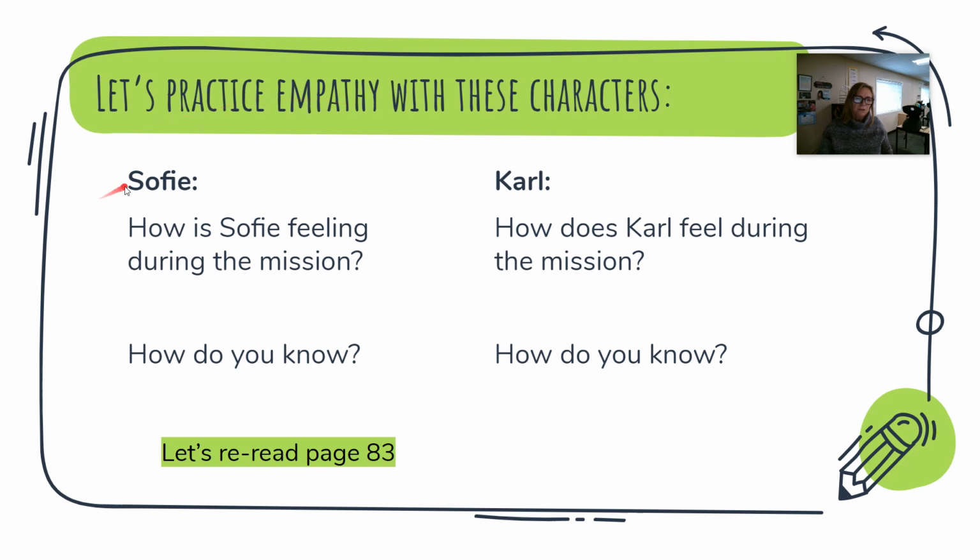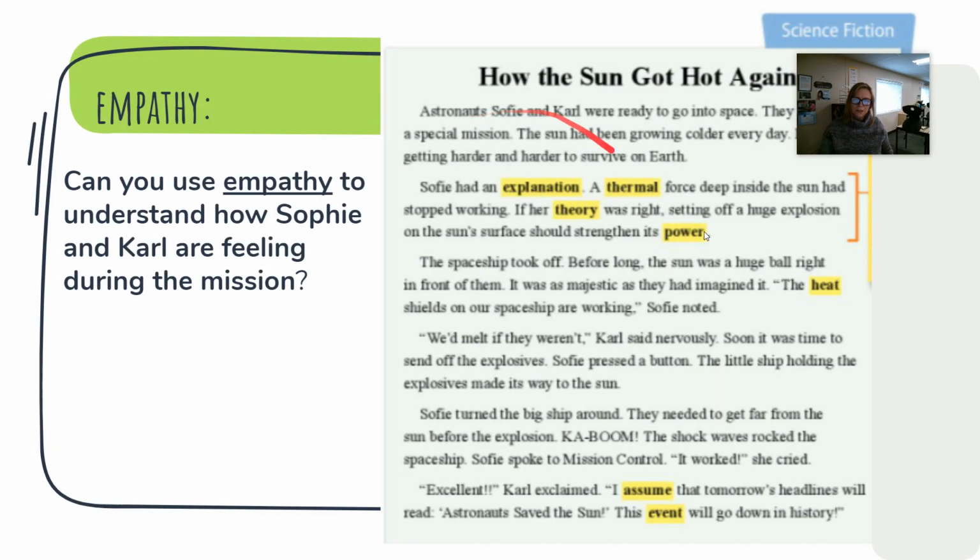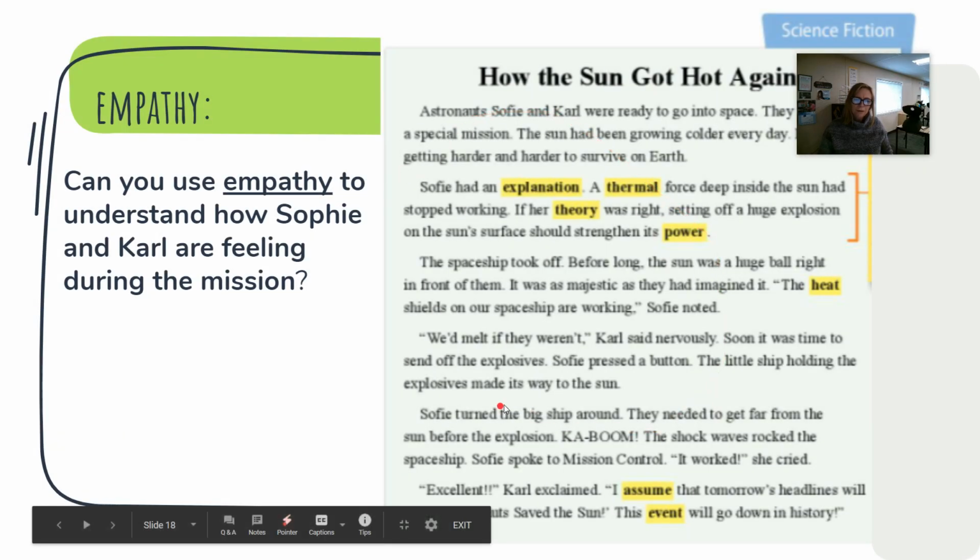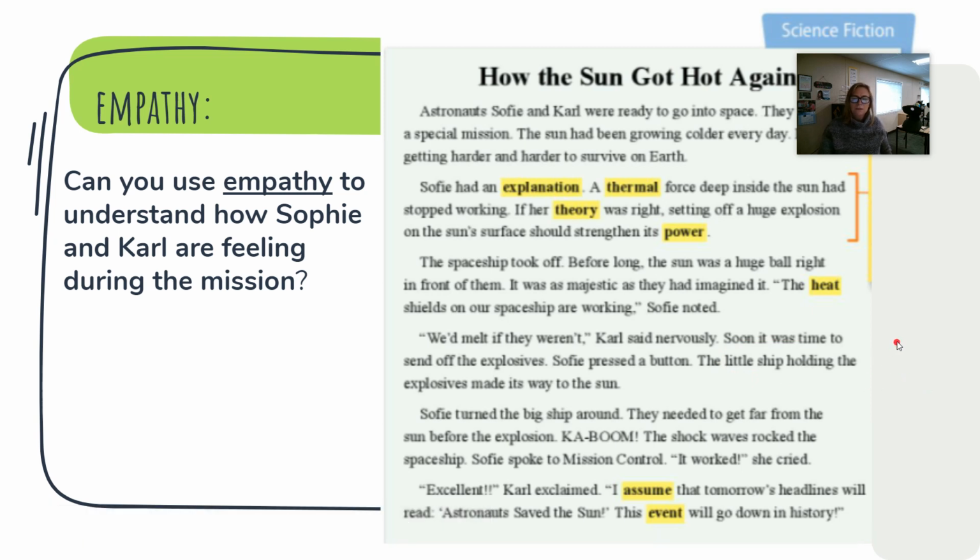So talking about our two characters, Sophie and Carl, remember empathy is trying to be in the same shoes or feeling what others are feeling. So how is Sophie feeling during the mission and how do you know? And how is Carl feeling during the mission and how do you know? We reread the story in class, which you can do as well because you have your book. And reading it again, look for clues as to how Sophie is feeling about the mission.